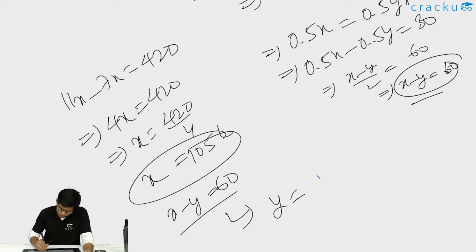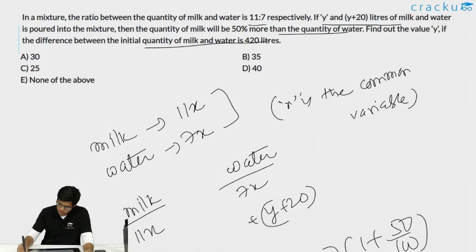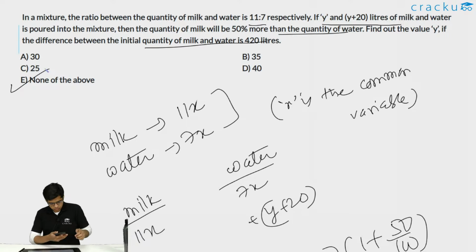So what will be y? Y will be 105 minus 60 liters. It is 45 liters. So the value of y is 45 liters. So the correct answer is option E, none of the above. Right, guys? Yeah, Niharika, y equals 45.